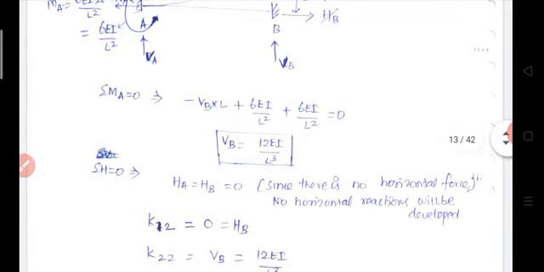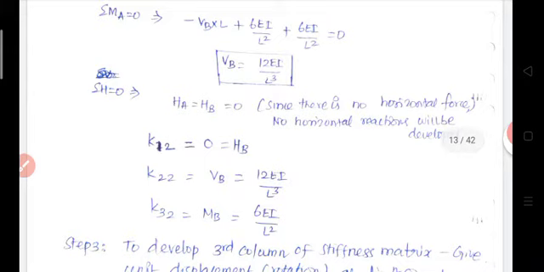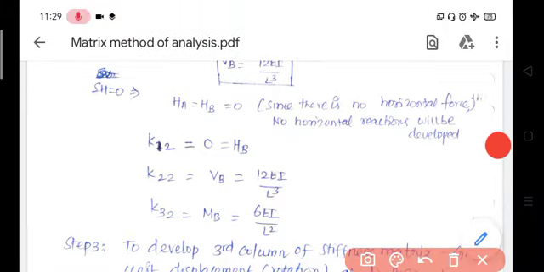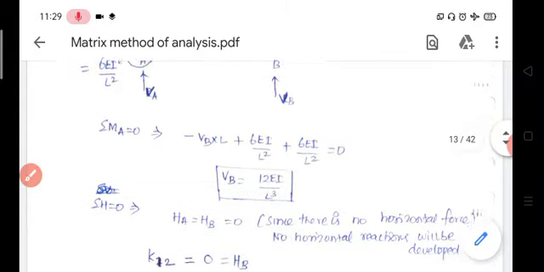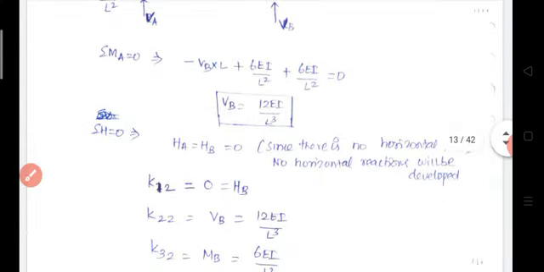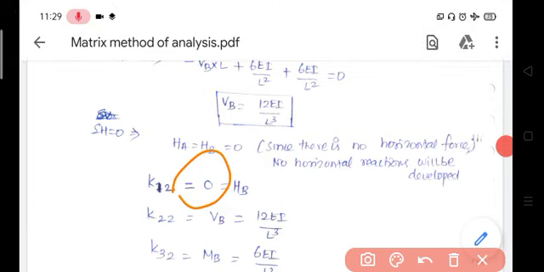Now, write the element of stiffness matrix K12. So, K12 means force developed in the direction 1 due to unit displacement in the direction 2. So, force developed in direction 1 is an axial force. At joint B there is no axial force, HB is equal to 0. So, therefore, K12 is equal to 0.